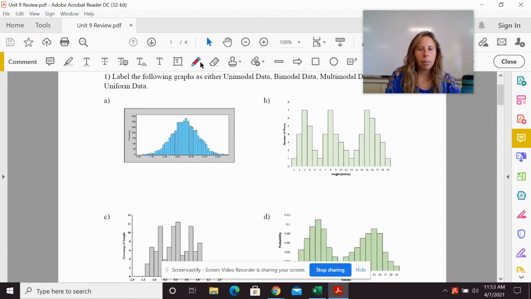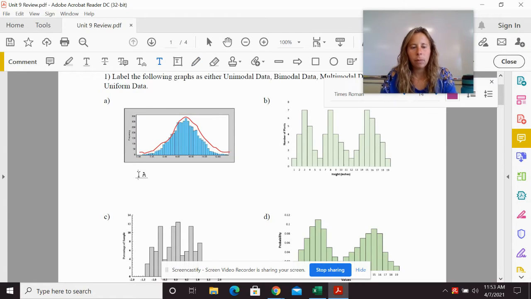There's just one, right? Remember, it helps if you draw a line, just following the bars. And then there's my peak. All right, so I only have the one peak. So that is uni. Okay, so that's A.